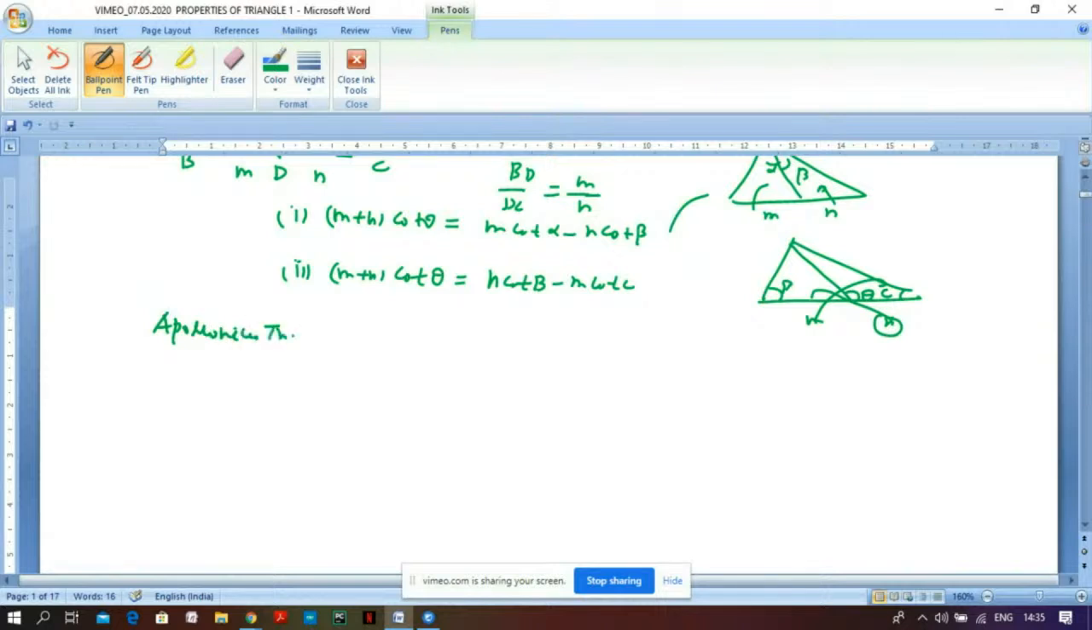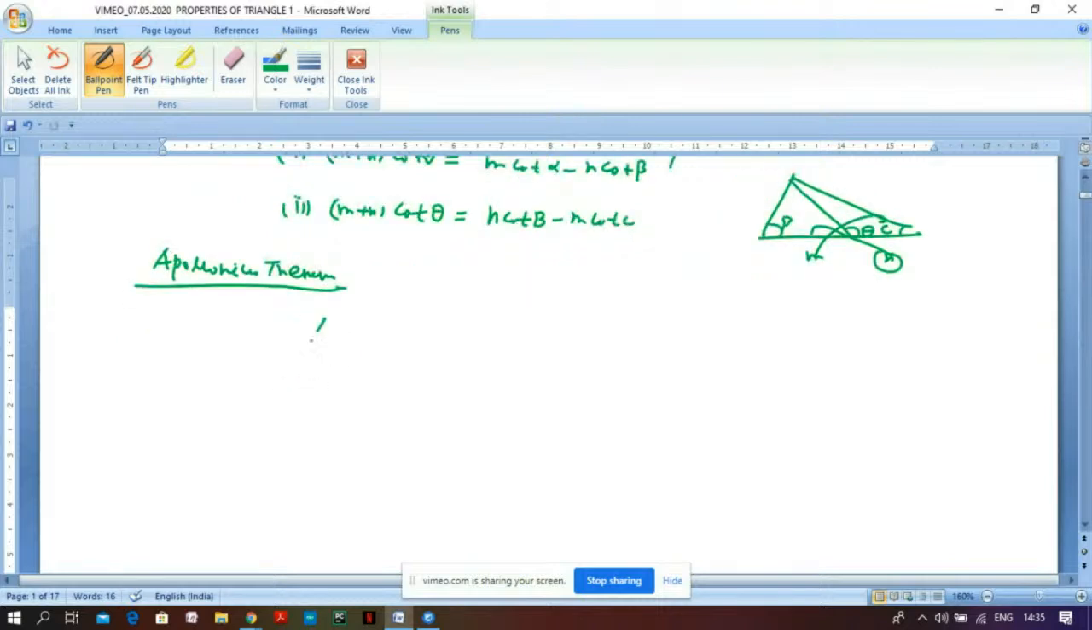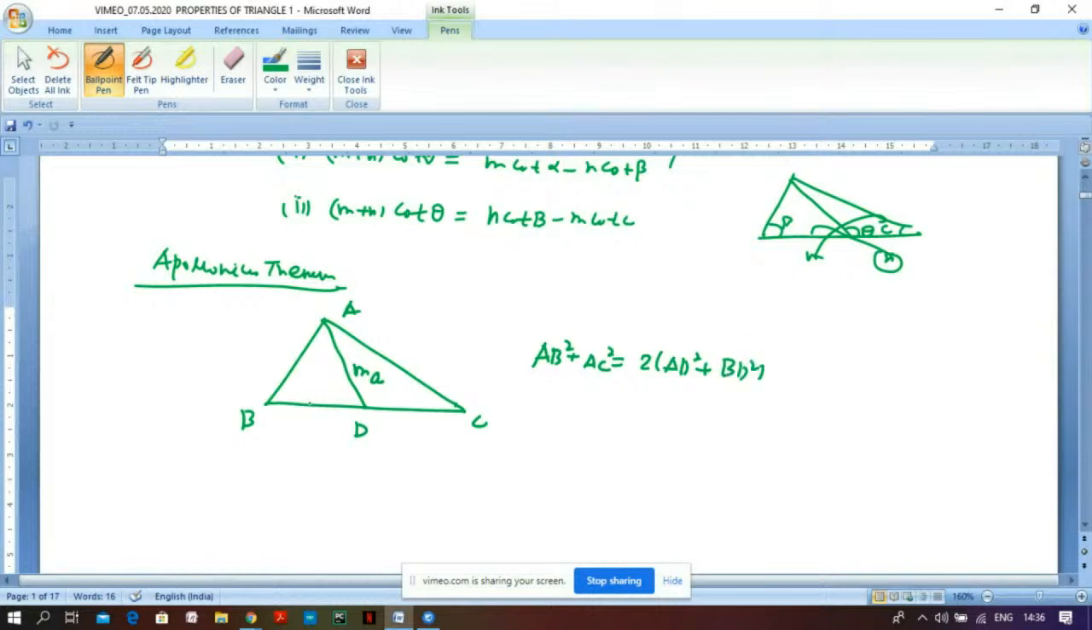Apollonius theorem, which we used to find the length of the median in a triangle. The theorem says that if ABC is a triangle and AD is the median, let's call the median MA. The notation MA means the median to the side opposite A, that is BC, meeting at A. The result says AB squared plus AC squared is twice AD squared plus BD squared. Remember, BD and DC are equal and each is A over 2.